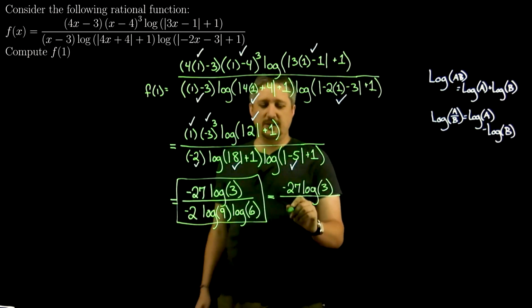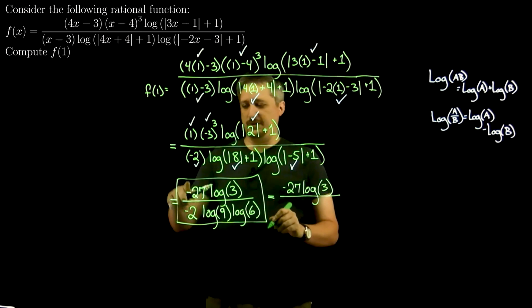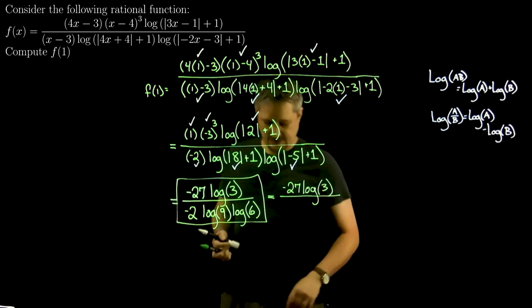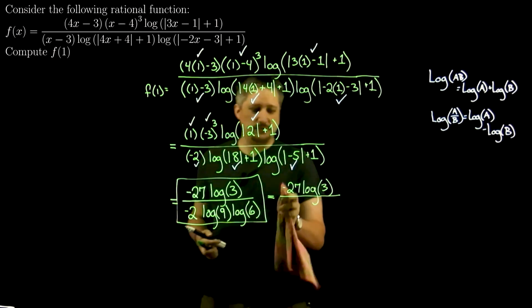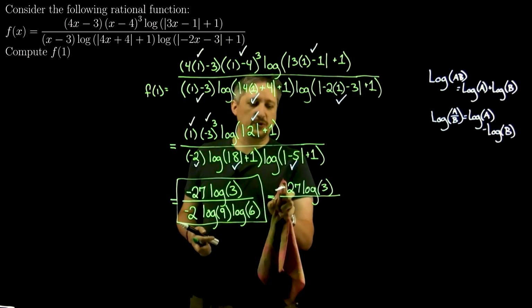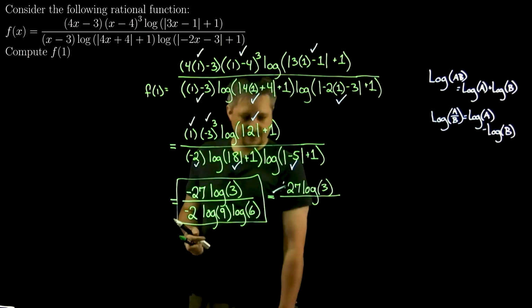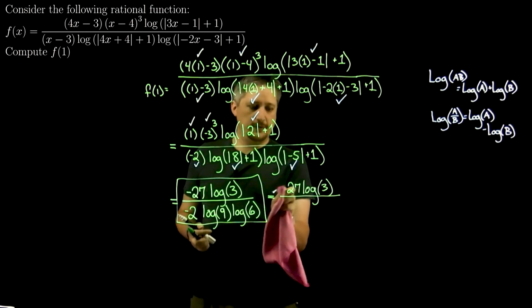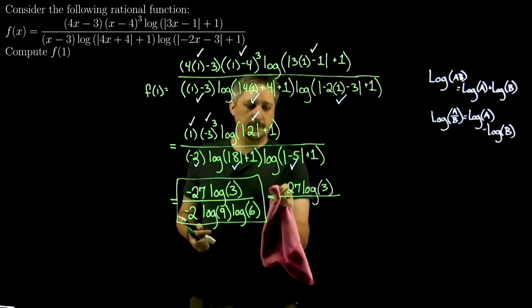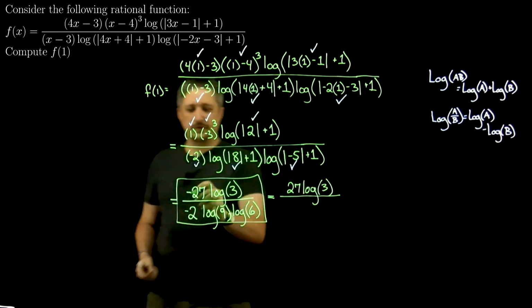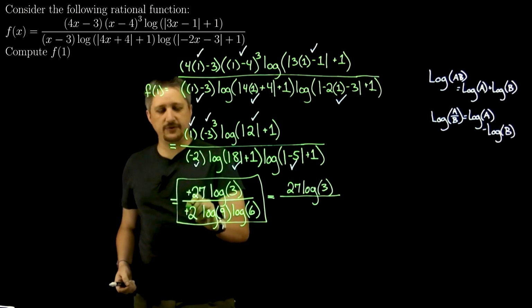I was going to do this in the next step, but I don't want to write another step. So the other thing I'm going to notice is that I have a negative over a negative, right? So I can cancel those.